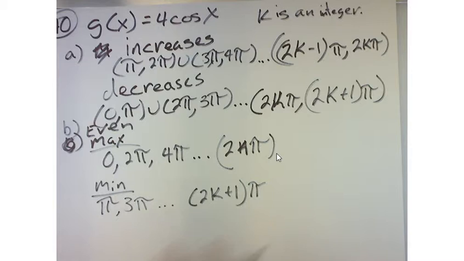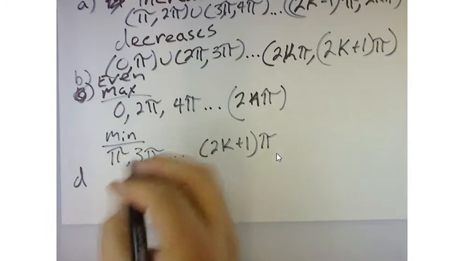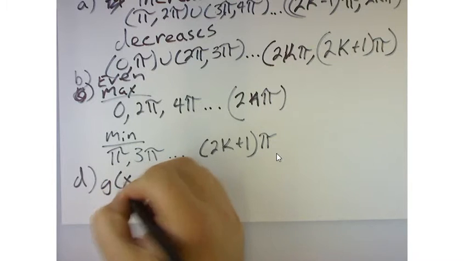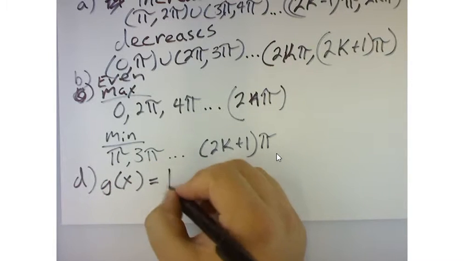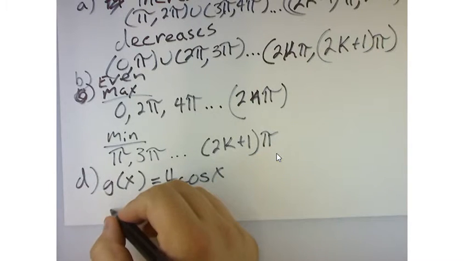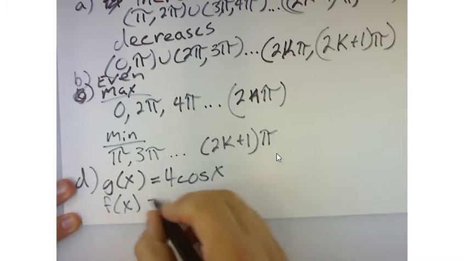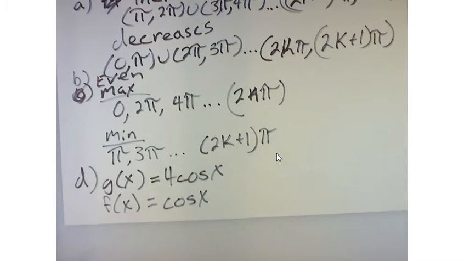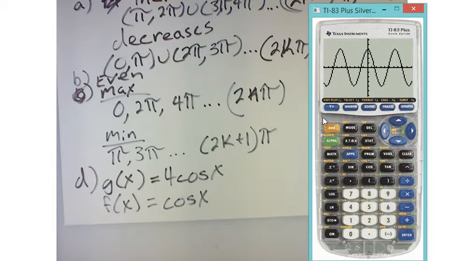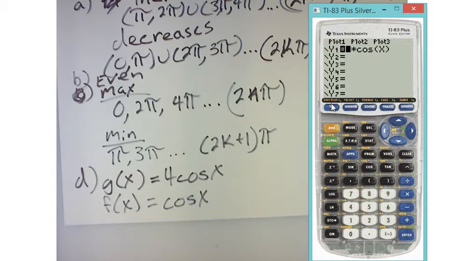And then part D says, compare this to one of the 12 basic functions. So I'm going to compare g of x, which is 4 cosine of x, to f of x, which is just cosine of x. So I'm going to do that graphically. So this is my original function graphed, and then now I'm going to compare that to the one of the 12 basic functions, which is just plain old cosine of x.